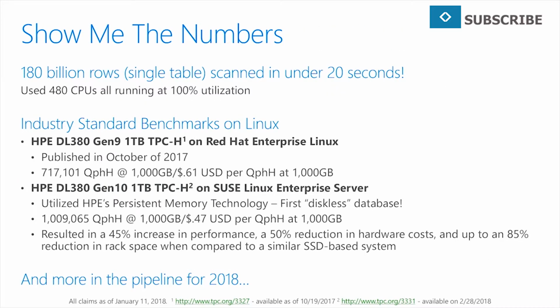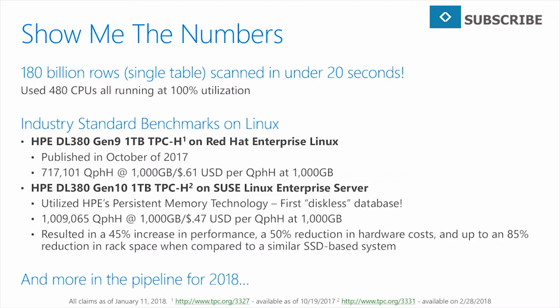So, how do all these features and tunings relate to the overall performance of the system? Well, we used these tunings and settings to produce several performance proof points throughout the year of 2017. At the Ignite 2017 conference, we showed a video of SQL Server 2017 running on Linux, executing a table scan on a 180 billion row table. The underlying hardware had 480 CPUs, and we were able to drive all the CPUs to 100% and scan the 180 billion rows in under 20 seconds.